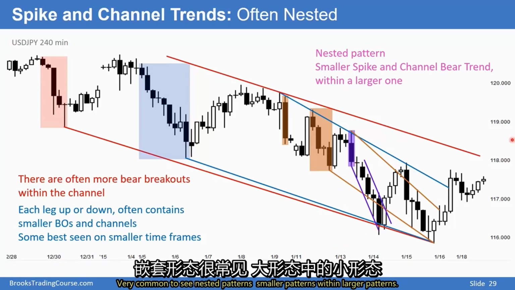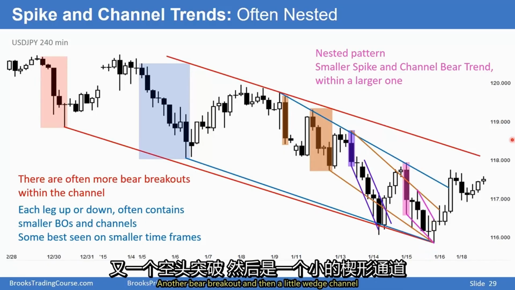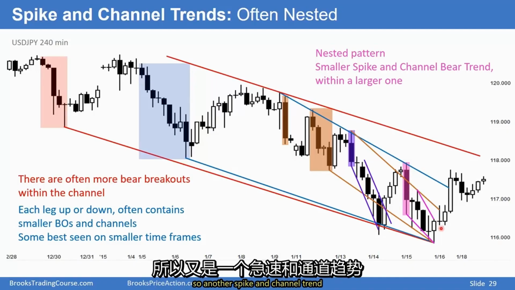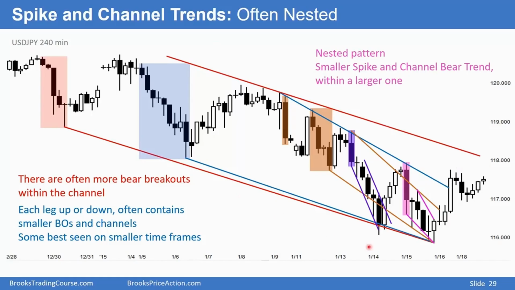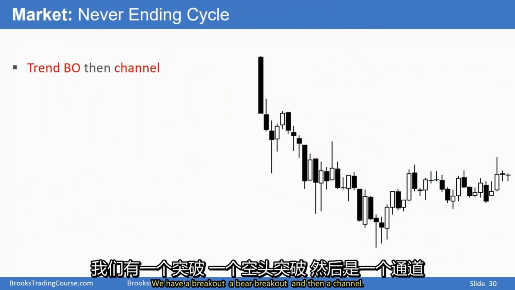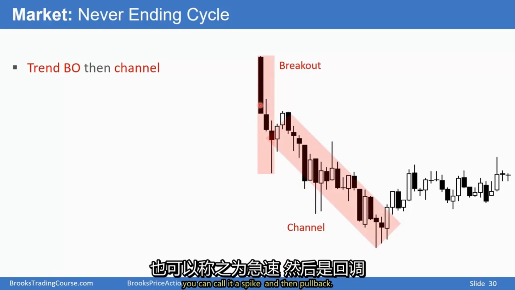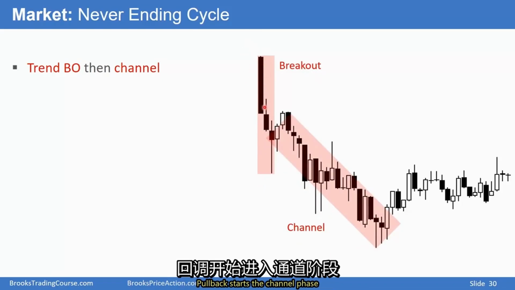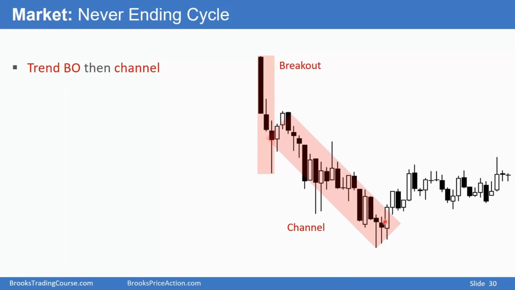Very common to see nested patterns, smaller patterns within larger patterns. Another bear breakout and then a little wedge channel, so another spike and channel trend, again within this larger spike and channel bear trend. We have a breakout, a bear breakout, and then a channel. Breakout, you can call it a trend bar, you can call it a spike, and then pullback. Pullback starts the channel phase, so a spike and channel bear trend.